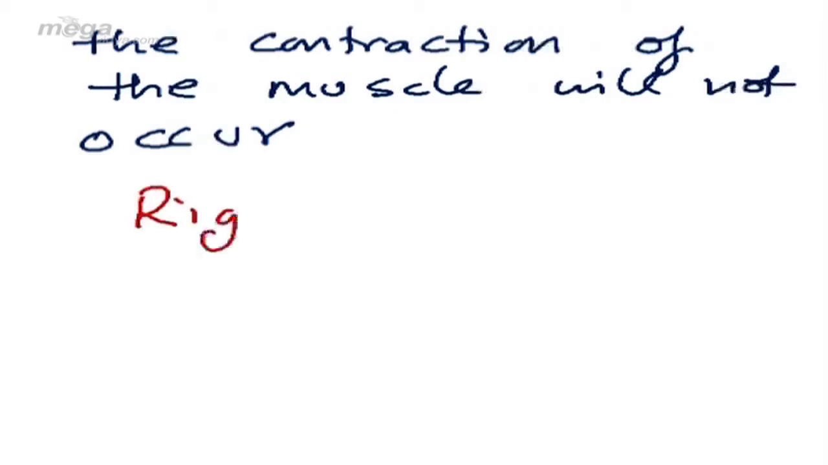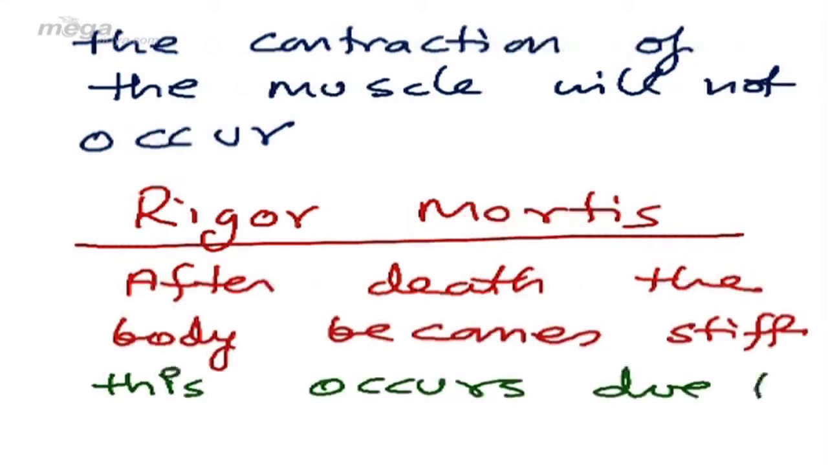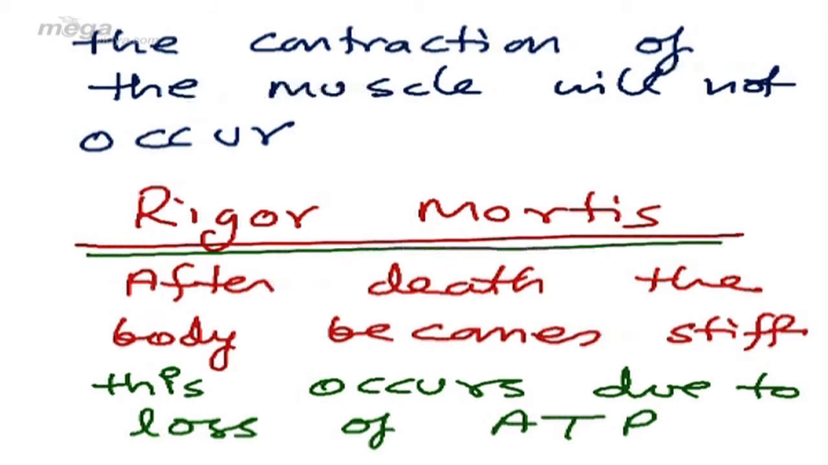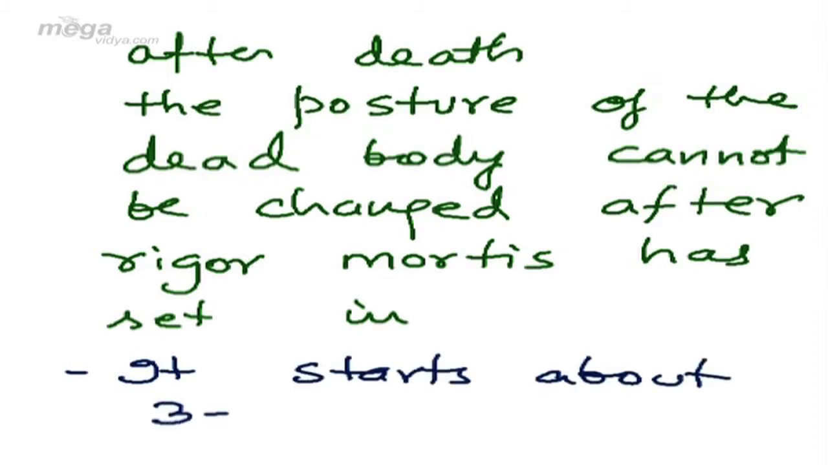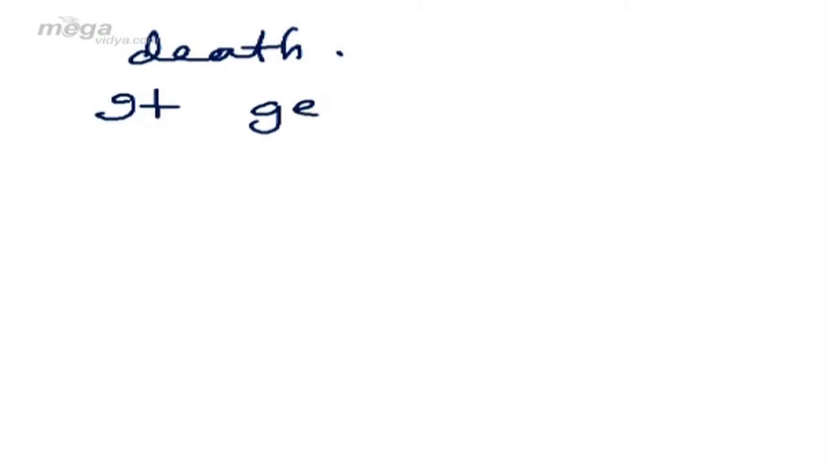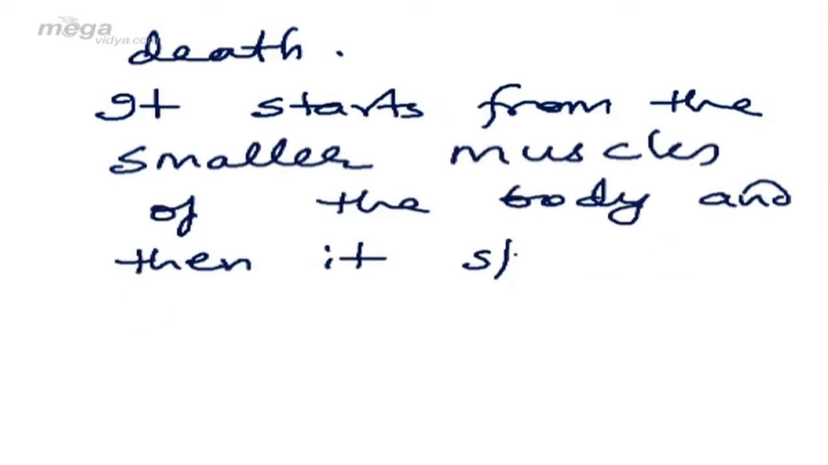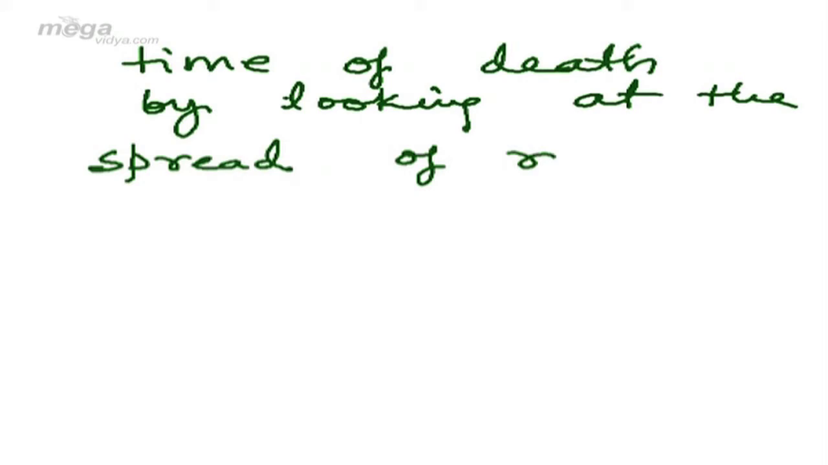I'll give you a term here: rigor mortis. After death, the body becomes stiff. This occurs due to loss of ATP after death, so the term we use for this stiffness is rigor mortis. The posture of the dead body cannot be changed after rigor mortis has set in. It starts about 3 to 4 hours after death. It starts from the smaller muscles of the body and then spreads to larger muscles. That is the process by which doctors calculate the approximate time of death, by looking at the spread of rigor mortis.